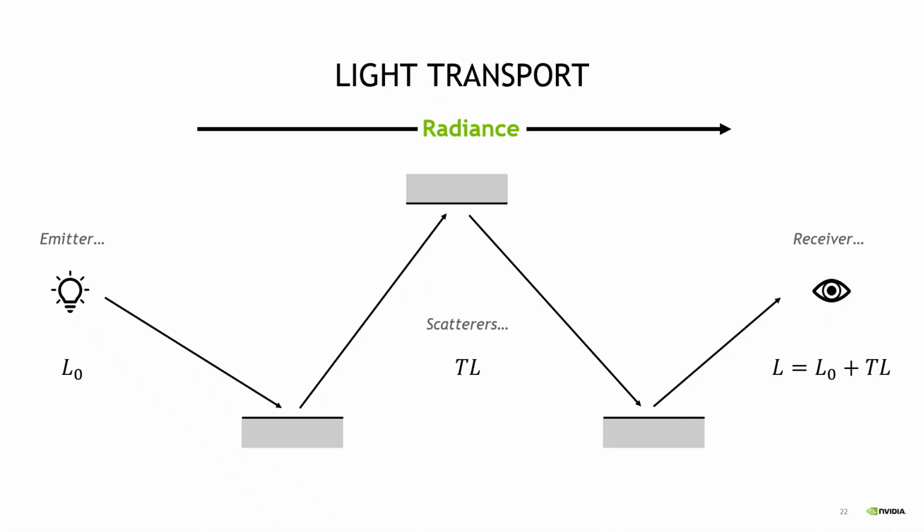Light sources are denoted by L0. And every scatter event, of course, involves BRDFs, BTDFs, and whatnot. But here we just want to look at the structure of the problem, so we model that by an operator T that modifies L and returns a radiance. And then the basic equation is L is equal to the direct light plus the scattered light. And this is an equation because L appears on both sides of the equation.